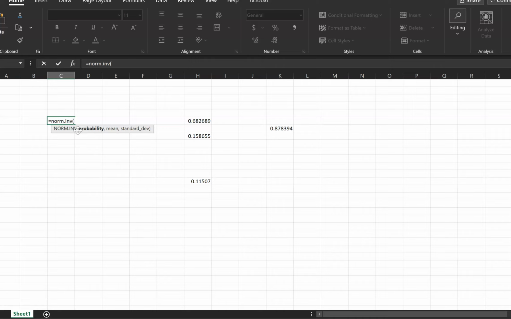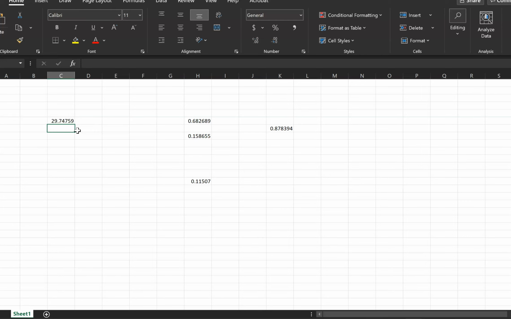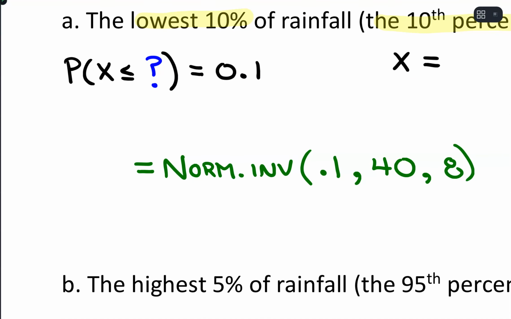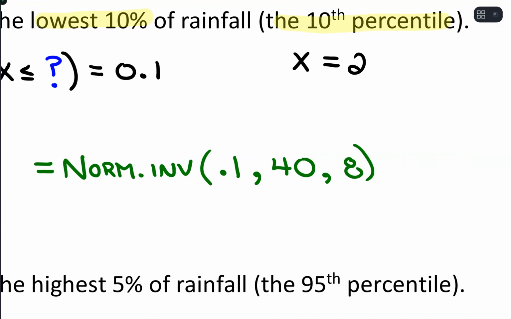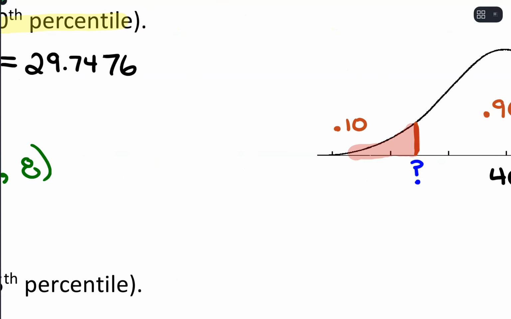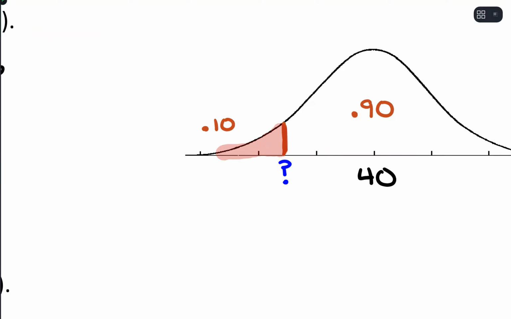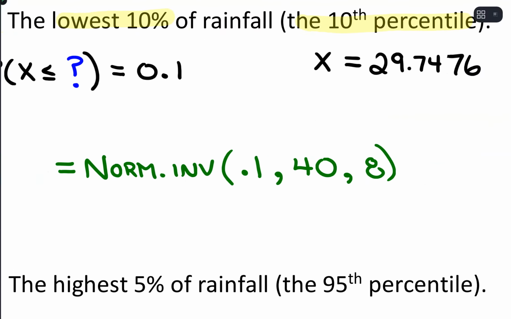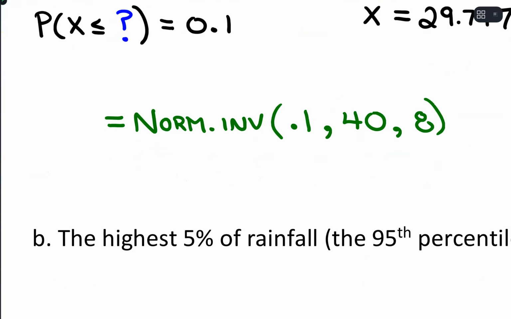So equals norm.inv. We have an area to the left of 0.1, mean of 40, standard deviation 8. Close it, enter, and we get 29.7476. So x is equal to 29.7476. So that's where we're landing on our number line here. And we can start filling in more numbers and see if we landed about there, but that looks good. So this is the cutoff for the lowest 10% of rainfall.